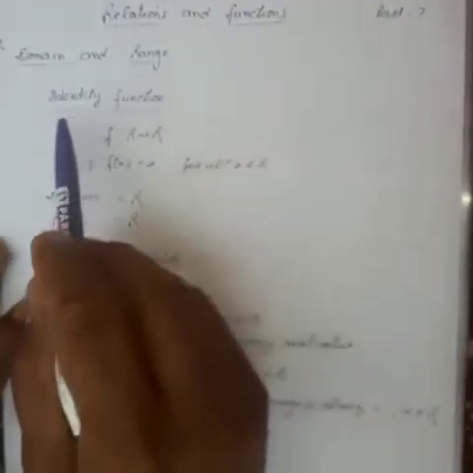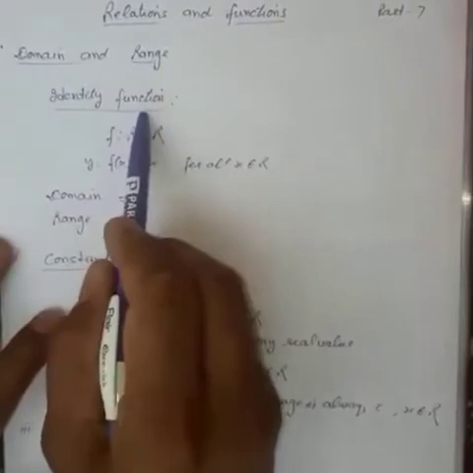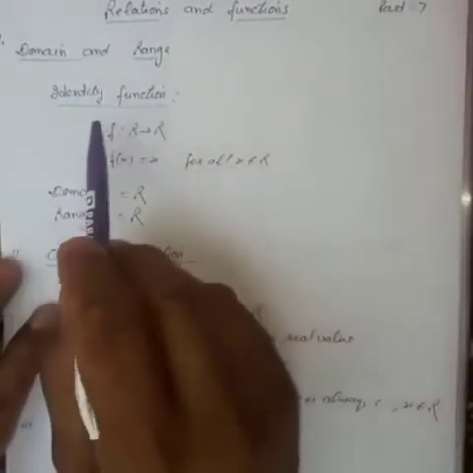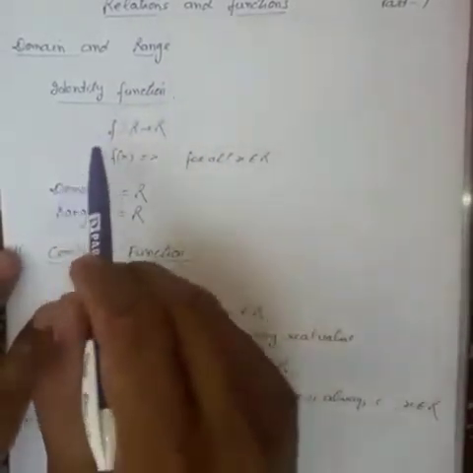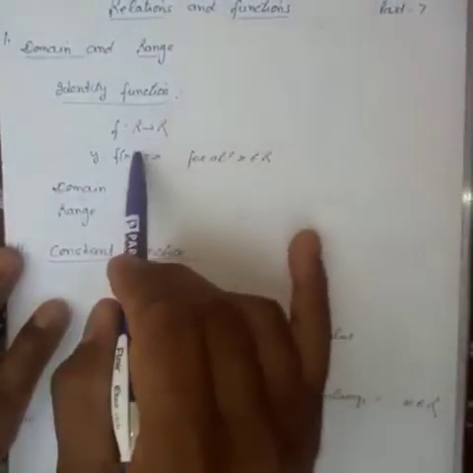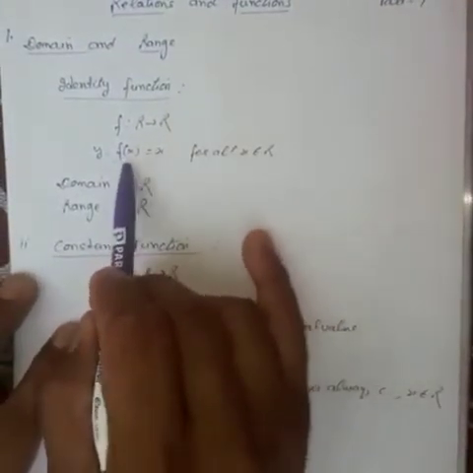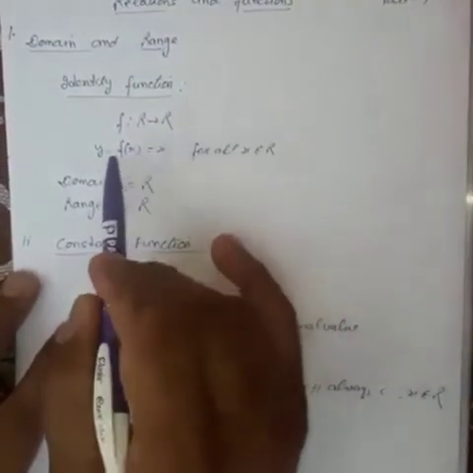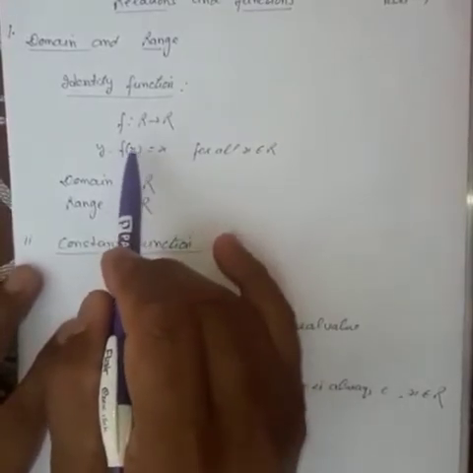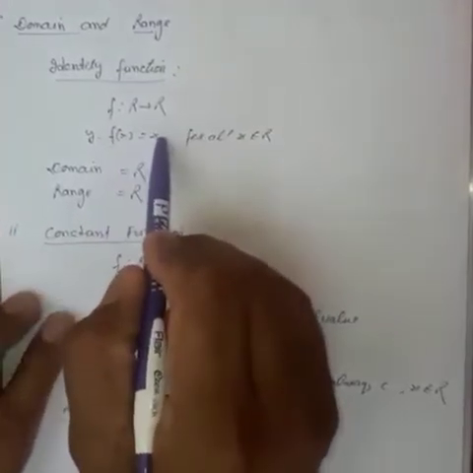The first in this category is the identity function. Now, identity function, you know the definition. A function f from R to R is identity if f(x) is equal to x. It means the range of x under f is also x.